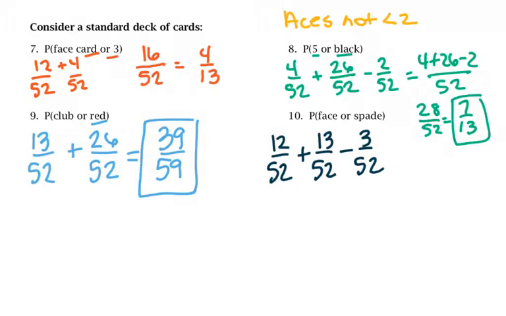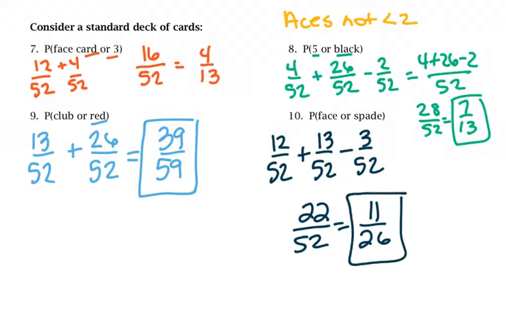And so we're going to have 12 plus 13 is 25 minus 3 is 22 over 52. And that reduces to 11 over 26, and that doesn't reduce anymore, and the decimal's not that great. So we're just going to leave it. And remember, when you're doing these cards, we're not ever counting jokers. They're not counting at all.